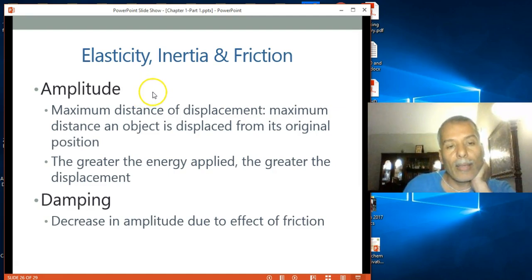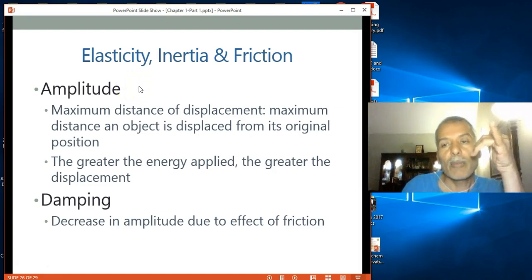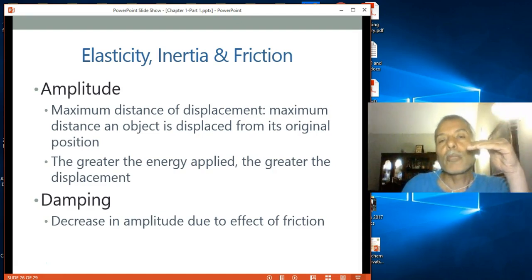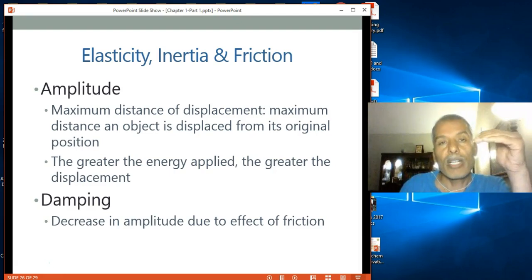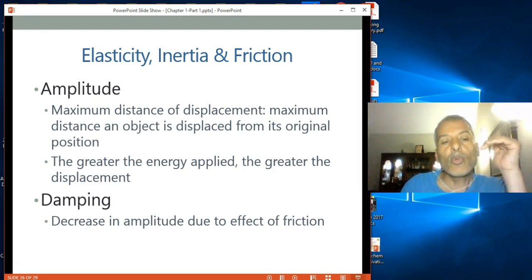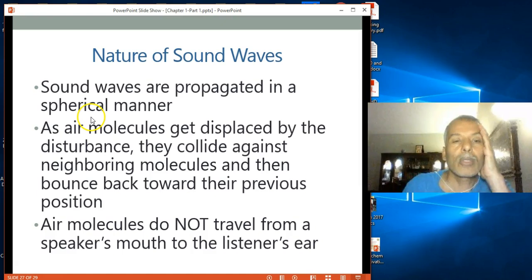So the peak tells you the loudness of the sound, otherwise known as the amplitude or the maximum point of displacement. So maximum point of displacement is the same as amplitude. It tells you how far the thing is displaced, and the greater the distance of displacement, the louder the sound is, the greater the amplitude. Damping is the gradual decrease in amplitude or in the maximum point of displacement because of friction, as I showed you with the swing coming down gradually to a halt.